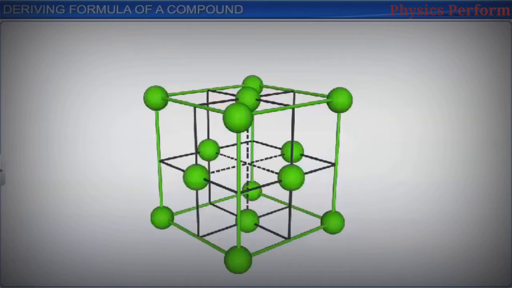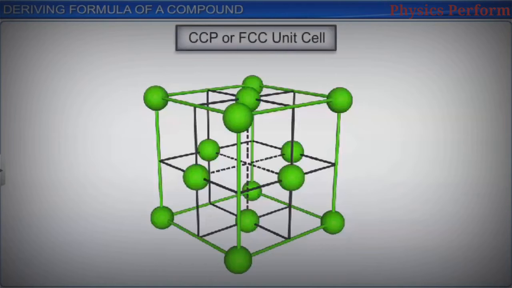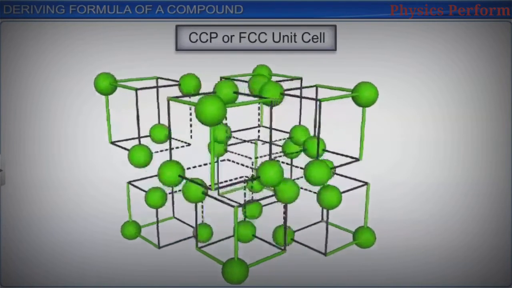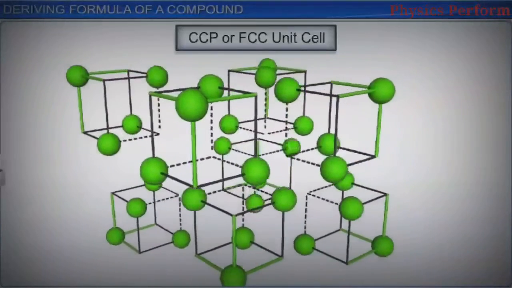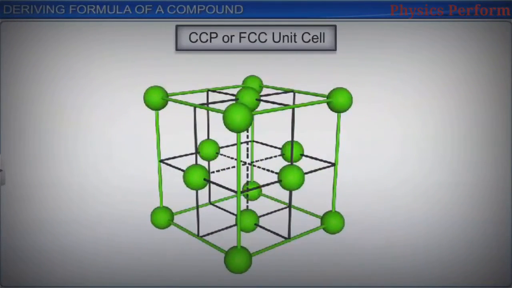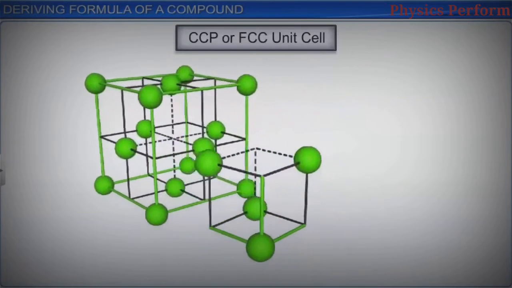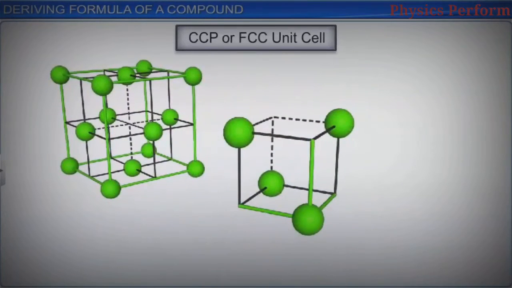Now let us try to locate the tetrahedral and the octahedral voids in the CCP or FCC structure. Consider a CCP or FCC unit cell. Subdivide this big cube into 8 small cubes as shown here. Now consider one small cube. A careful look shows that spheres are present at the alternate corners in this cube. When these spheres are joined, we get a tetrahedron, and the void thus generated is a tetrahedral void.